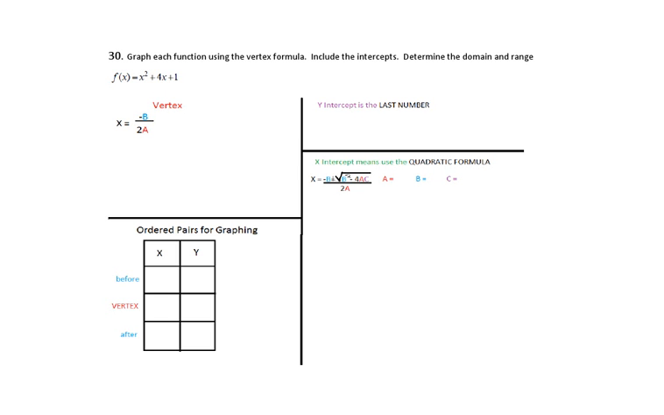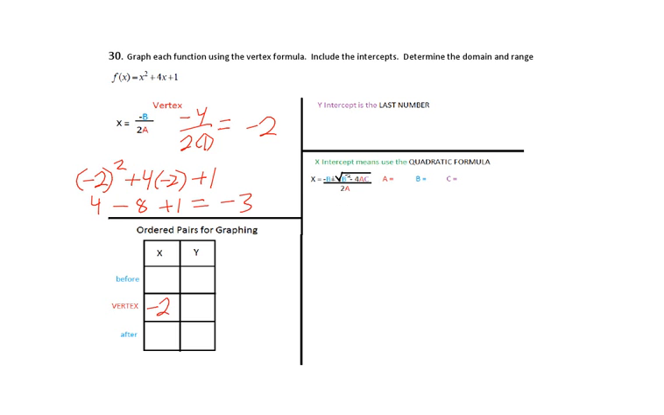Again, we'll use the vertex formula. So it's going to go negative 4 over 2 times 1, which is equal to negative 2. And we'll plug it in. So negative 2 squared plus 4 times negative 2 plus 1. So 4 minus 8 plus 1 is negative 3. That's our vertex. Negative 2, negative 3.